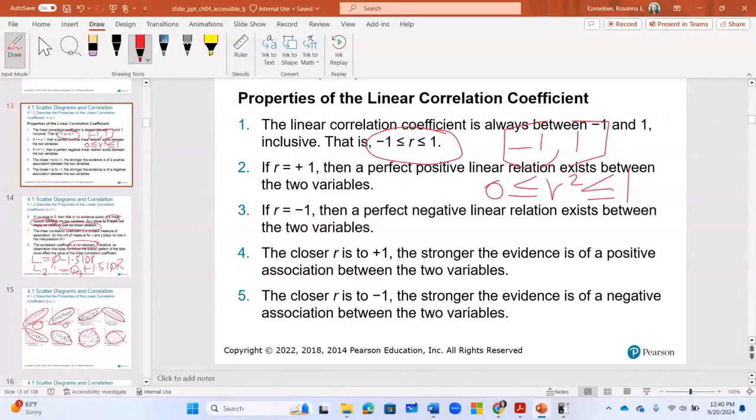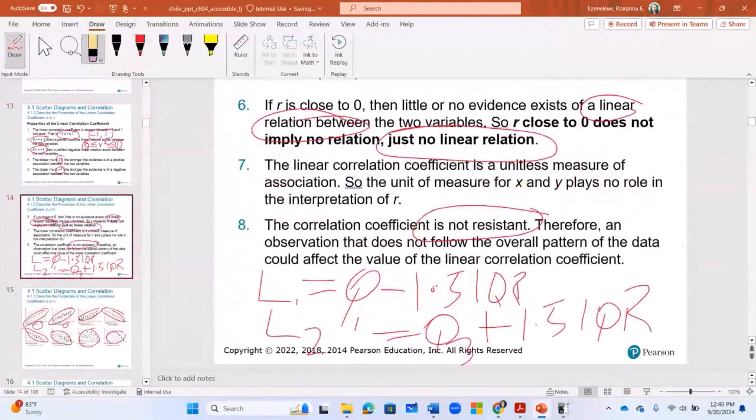So the lowest R will be -1, the highest R will be 1, the lowest R squared will be 0, the highest R squared will be 1. The closer R is to +1, the stronger. The closer it is to -1, the stronger in a negative direction. Okay, let's see the other ones.